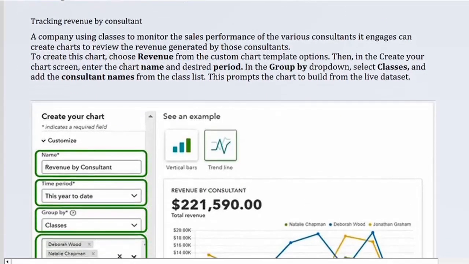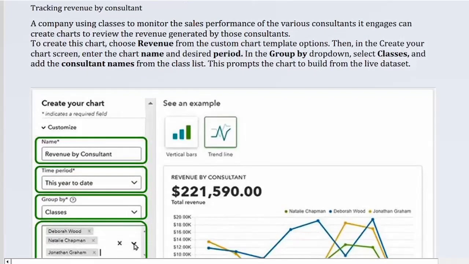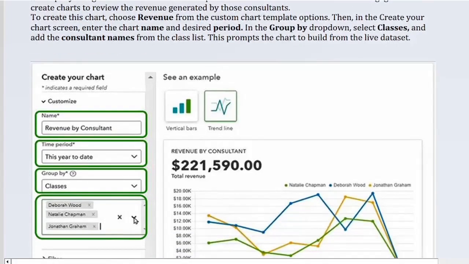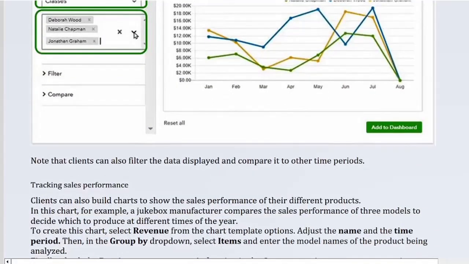Tracking revenue by consultant. A company using classes to monitor the sales performance of the various consultants it engages can create charts to review the revenue generated by those consultants. To create this chart, choose Revenue from the Custom Chart Template options. Then, in the Create Your Chart screen, enter the chart name and desired period. In the Group By drop-down, select Classes, and add the consultant names from the class list. This prompts the chart to build from the live dataset. Note that clients can also filter the data displayed and compare it to other time periods.